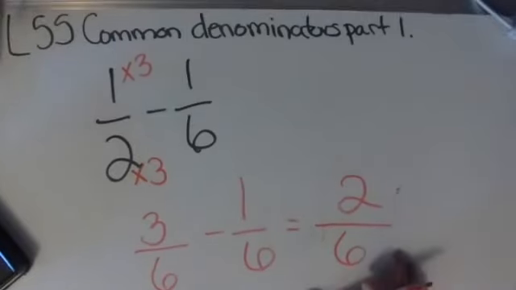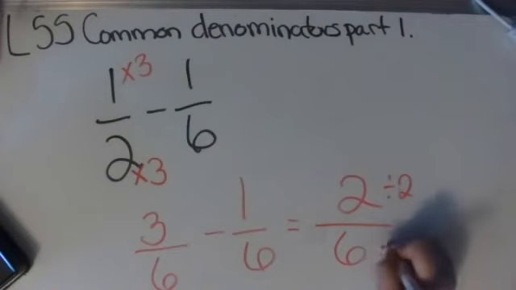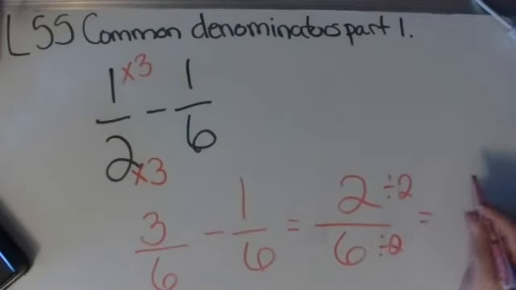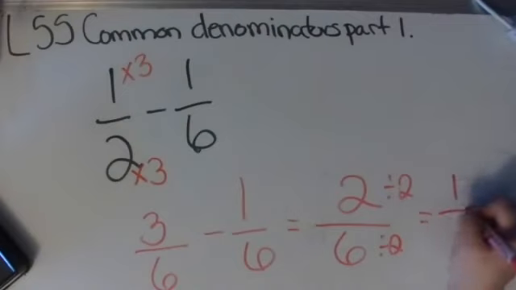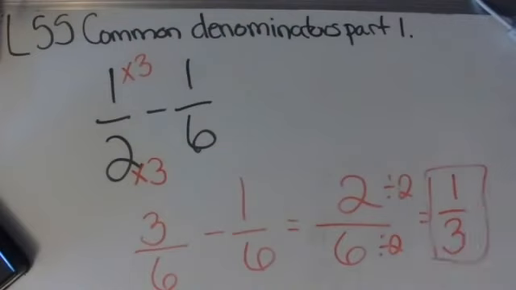I then take 2/6 and I have to put it into lowest terms. Lowest term is dividing by 2. Okay, because 2 goes into both of these numbers. 2 divided by 2 is 1. 6 divided by 2 is 3. And I end up with 1/3 as my final answer.